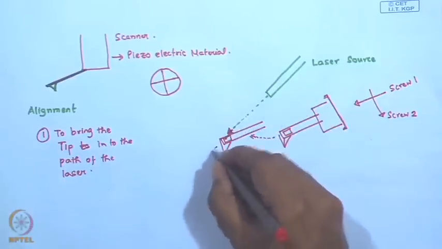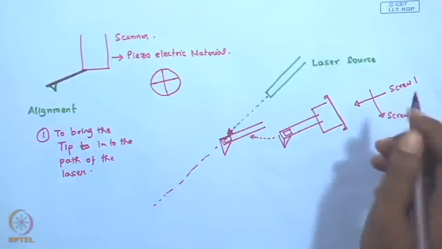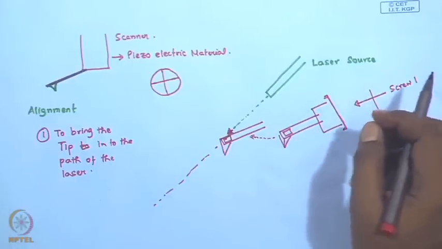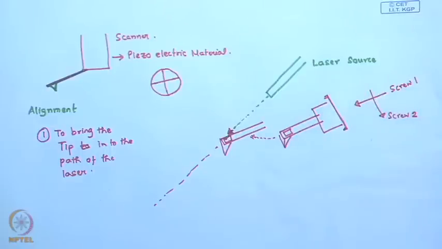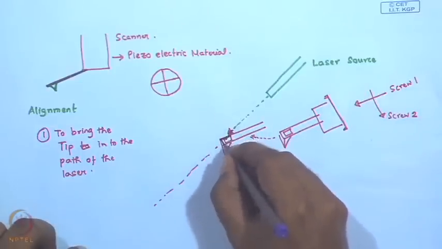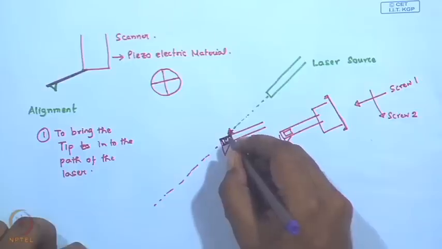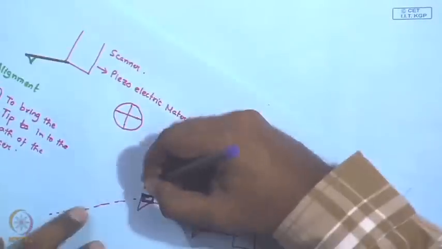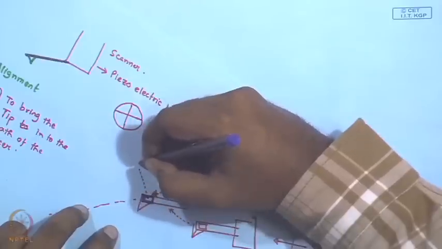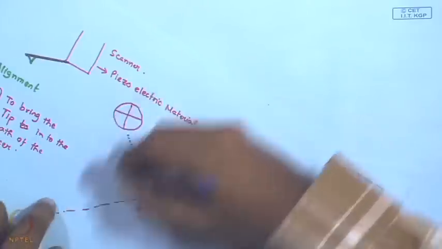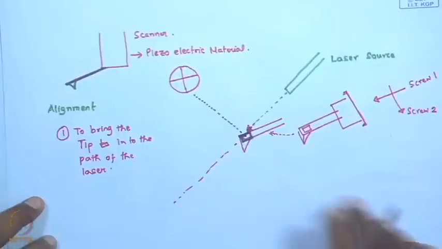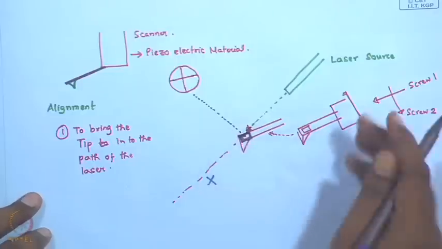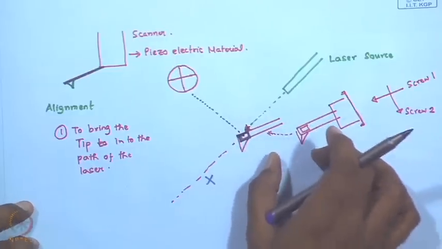So this is the way the laser light was going. The moment the cantilever now comes into the path of the laser source, if you remember correctly, it has a shining area. So, the laser now falls on this shining area, which acts as a mirror and gets reflected. So, the moment it gets reflected, it is now traveling in this direction. It is no longer traveling in the earlier direction, but the laser gets reflected here. So, this is the first step of alignment.